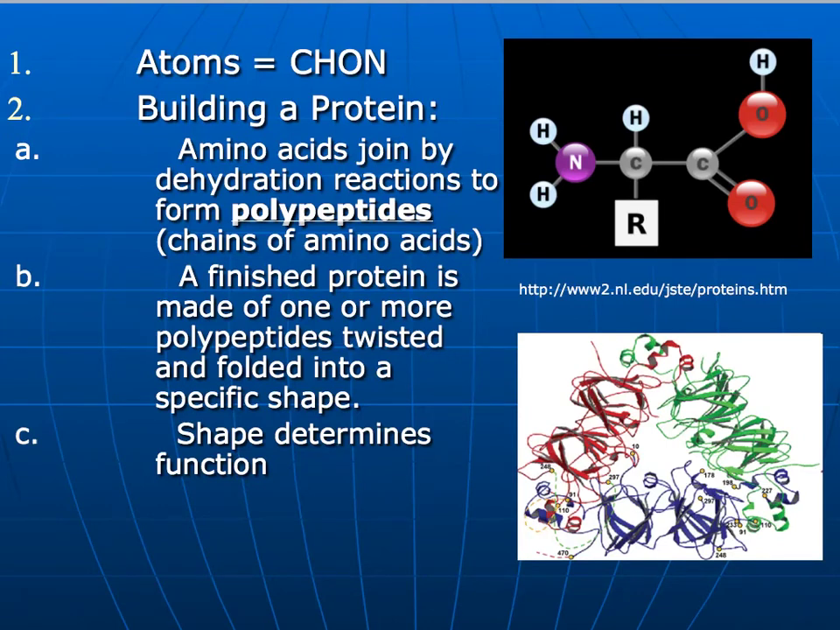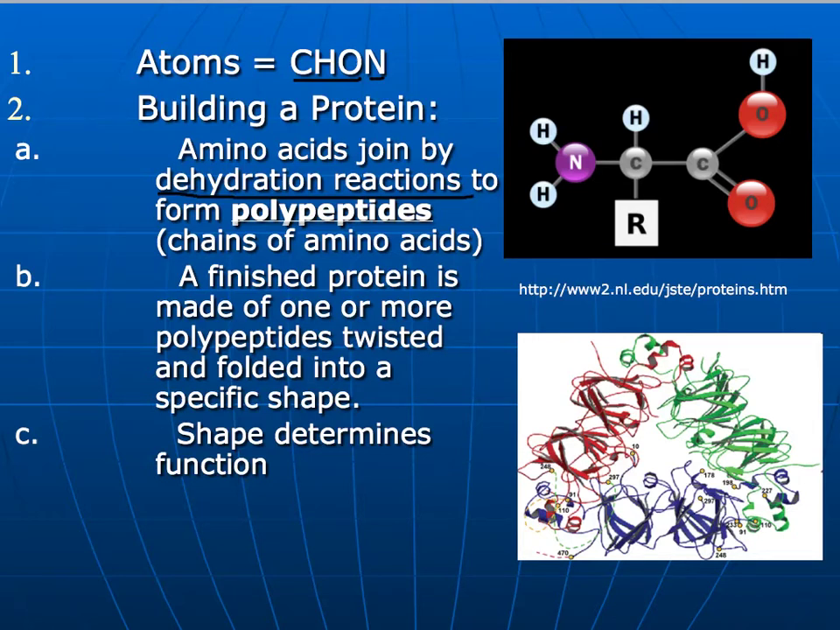The atoms that come together to build up a protein, we said C, H and O for lipids, and add one more for proteins, nitrogen. So nitrogen is an important component in amino acids. Amino acids join by dehydration reactions. So we've already talked about that when we talked about carbohydrates. Same idea. Dehydration reaction involves the elimination of water. So when amino acids come together, they form what's called a polypeptide, chains of amino acids.